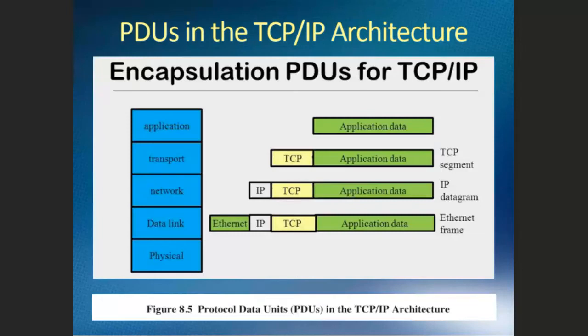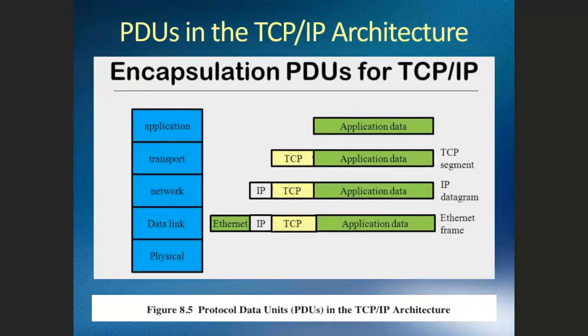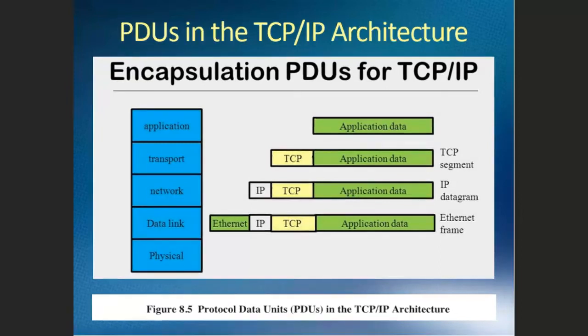So this is again the summary. As you can see, we have the TCP segment, datagram or packet, and then frame. And then in the physical layer, what is it? Bits.